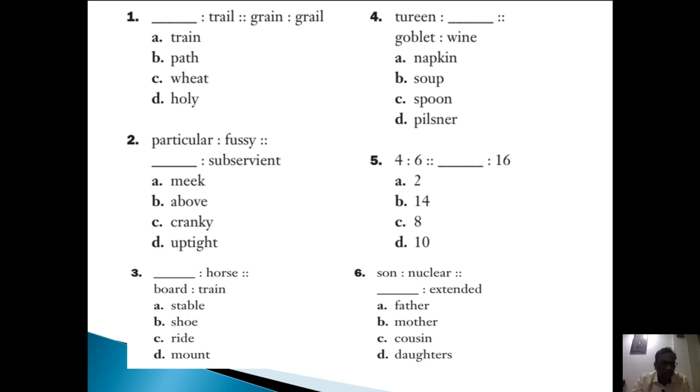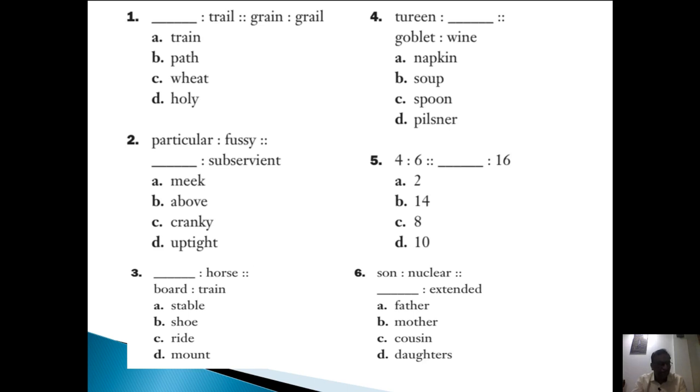Let's check the second question. Particular equal to fussy, then what equal to subservient? Option A, meek, above, cranky, or uptight. Particular is a synonym for fussy, and meek is a synonym for subservient. So the answer would be option A.